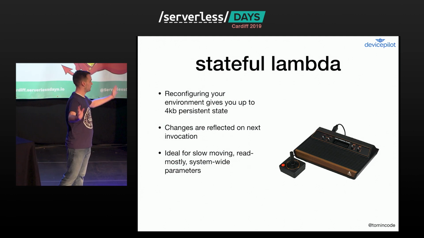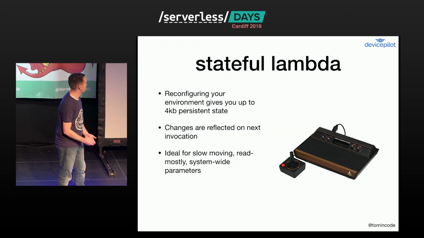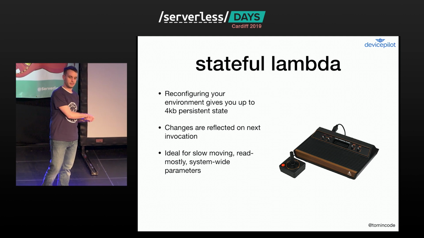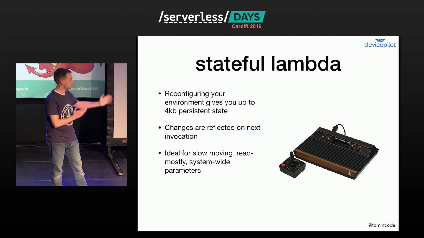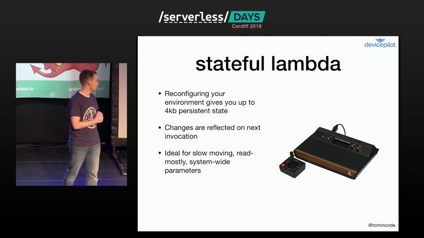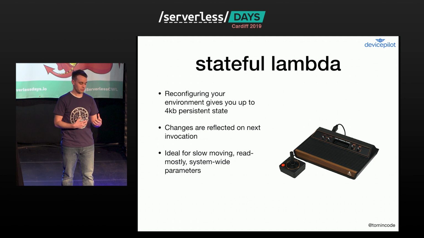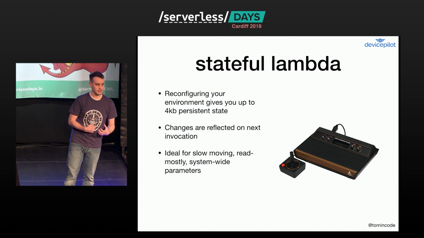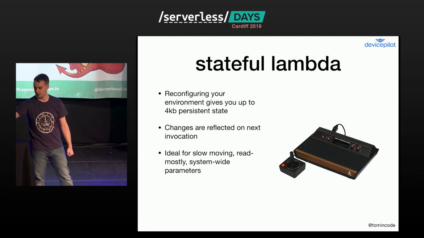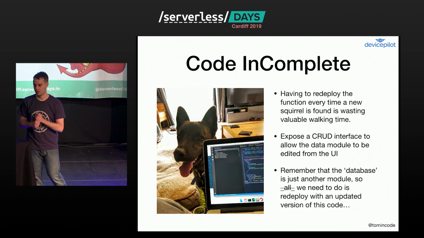And there we have it, stateful lambdas. In fact, this gives you up to 4 kilobytes of persistent state, which is enough for you to emulate the Atari 2600, coming soon. So now you have access to slow-moving persistent state in your Lambda. Let's muck around with code.